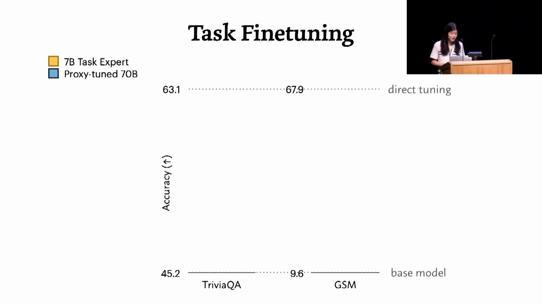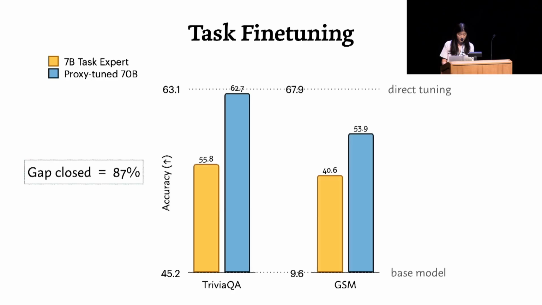The next setting we consider is task fine-tuning, where we specifically look at question answering and math word problems. Here, we tune our 7B expert model on the respective training sets of these datasets. Again, we see that proxy tuning gets us 87% of the way to true tuning, and there's a big advantage to proxy tuning a large base model compared to using the small expert directly.